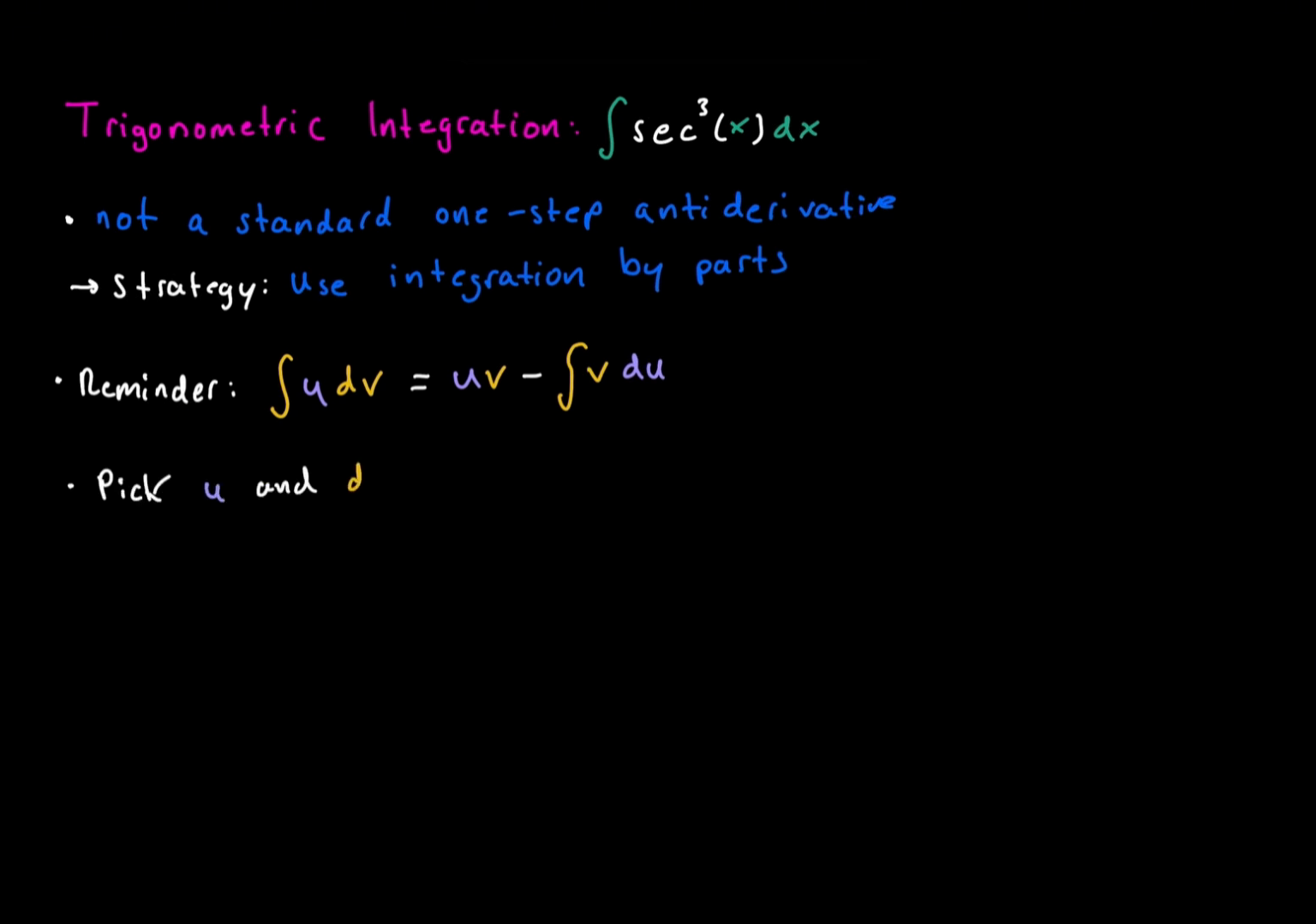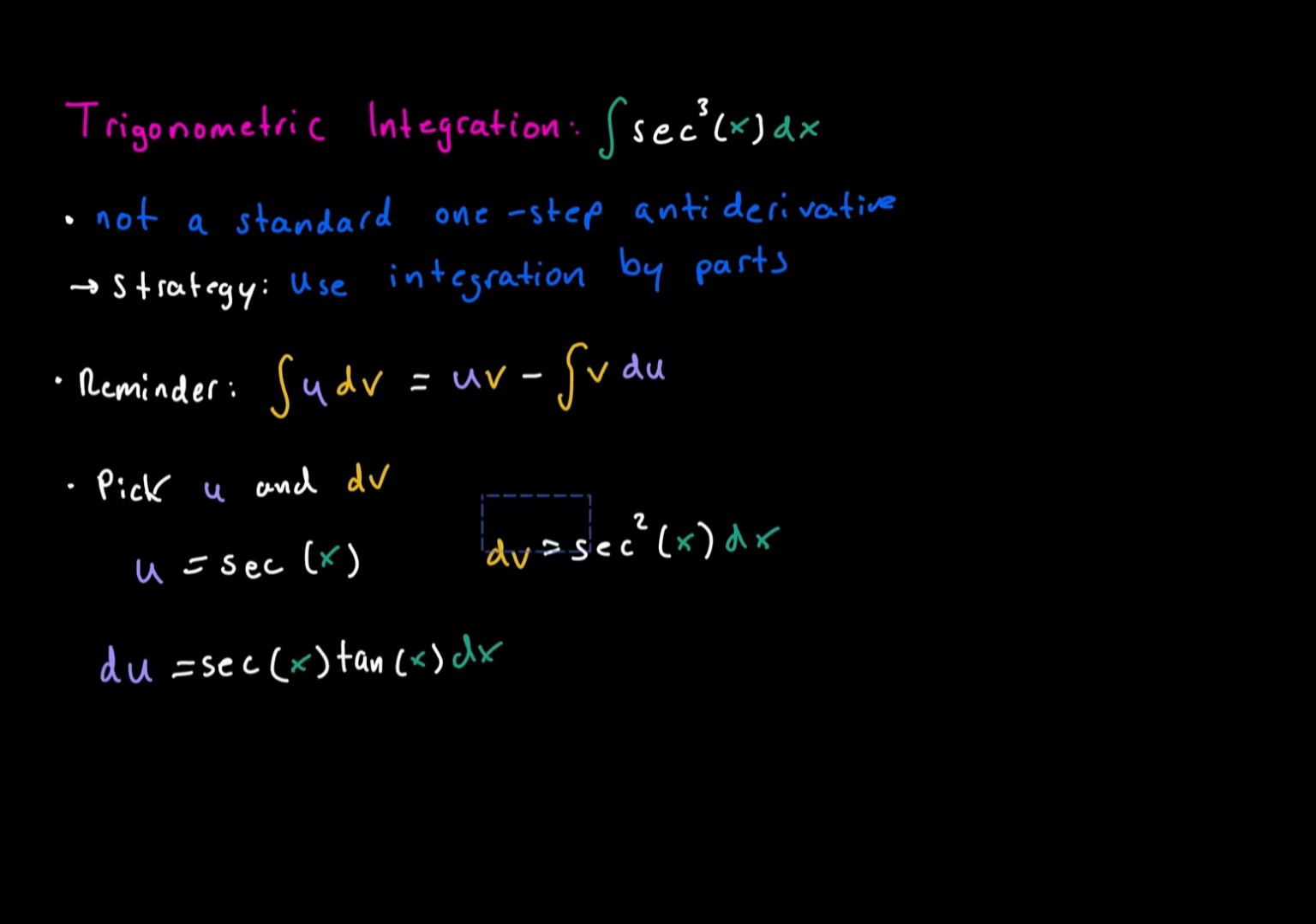Now we choose u equals secant of x and dv equals secant squared of x dx. Then du is secant x tangent x dx because the derivative of secant is secant x tangent x. And v is tangent of x because the integral of secant squared is tangent.